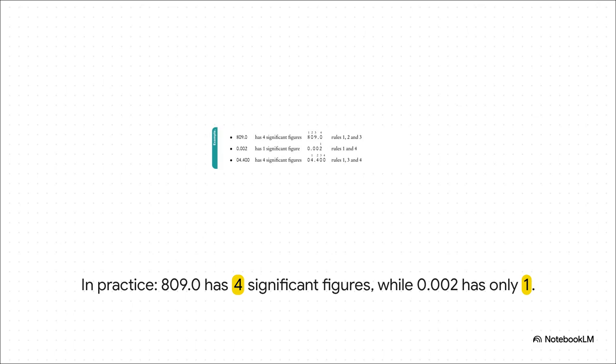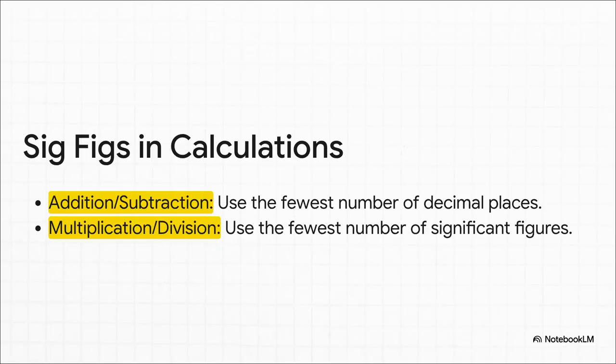But in 0.002, those zeros in the front, they're just placeholders to show us where the decimal is. They aren't part of the measurement itself. That means we've only got 1 significant figure there. And when you start doing math with your measurements, your final answer can't be more precise than your least precise measurement. It just wouldn't be honest. So for adding and subtracting, you look at the decimal places. For multiplying and dividing, you count up the total sig figs. It's a simple but really vital rule for keeping your science legit.